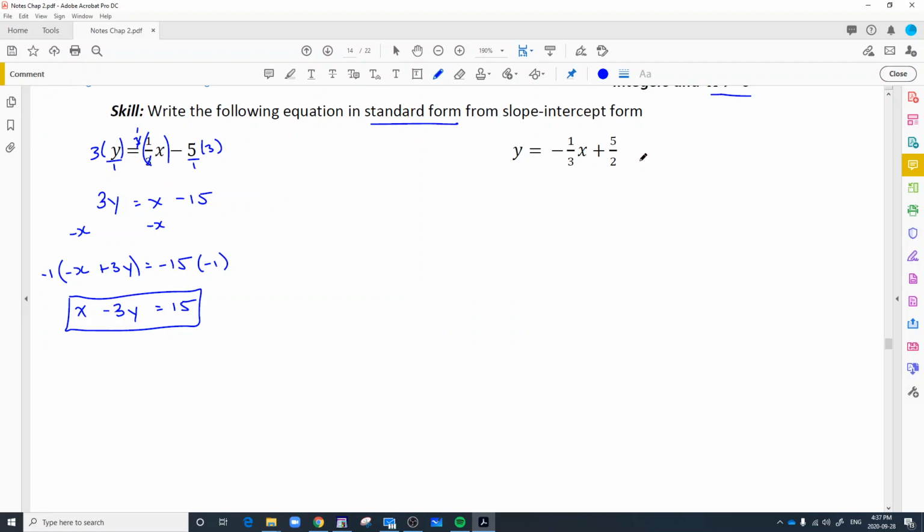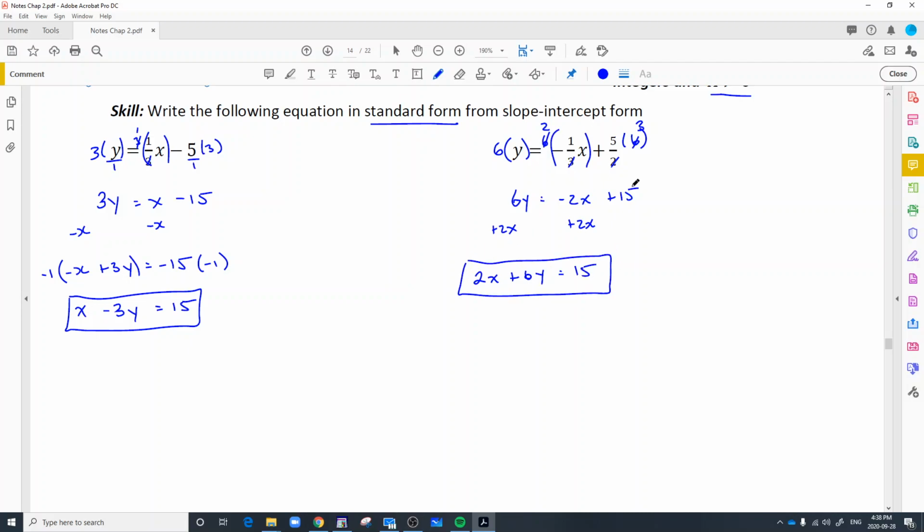So pause the video to give this one a go. In this one, the lowest common denominator is a bit trickier. It's 6. So I'm going to multiply every term by 6. 6 times y is 6y. Here I've got 6 divided by 3 is 2. 2 times negative 1x is negative 2x. I've got 6 divided by 2 is 3, and 5 times 3 is 15. Then I want my variables on the left, so I'm going to add 2x to each side. I'm going to write that x term first, so it goes x, y, equal to my number. And this is the standard form of this slope-intercept form.